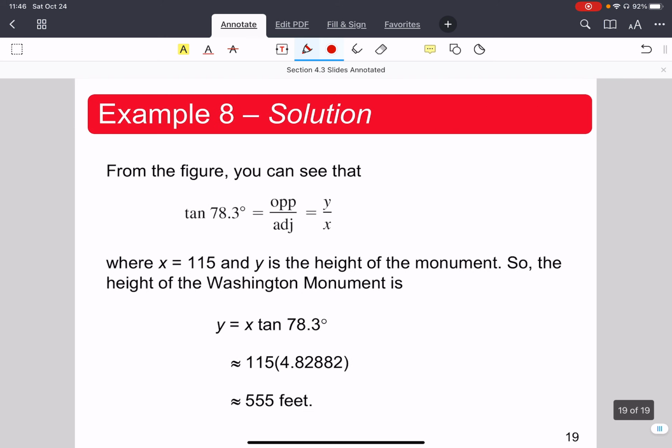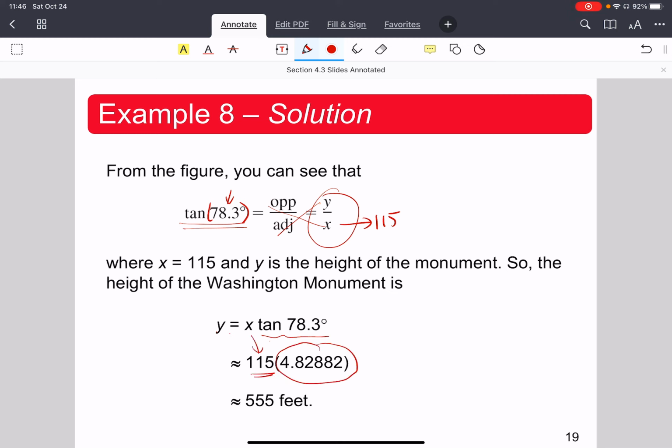So we're going to write the tangent function, tangent of 78.3, as the input value, and equate it to y over x. X will be known because the adjacent side is given, 115, and y is what we're solving for. So let's solve for it. We do a cross multiplication, so y equals x, which is 115, times tangent of 78.3.